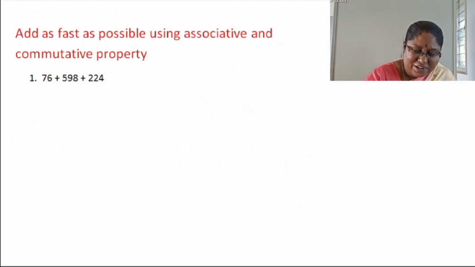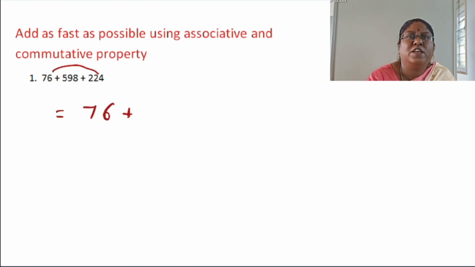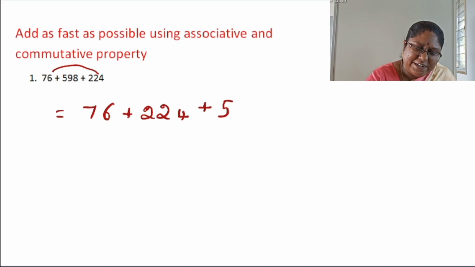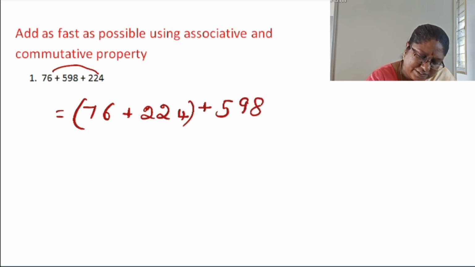How will you start? Use the commutative property. First to last, 76 plus, exchange the place. How will you exchange it? Bring 224 first and 598 last, because the brackets are getting changed. Exchange the numbers. Now 76 plus 224.